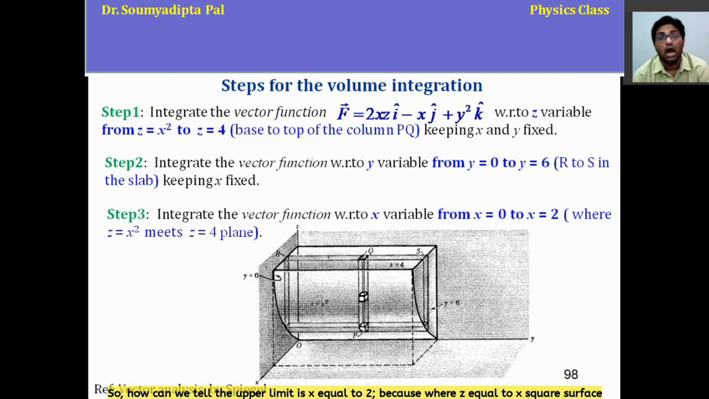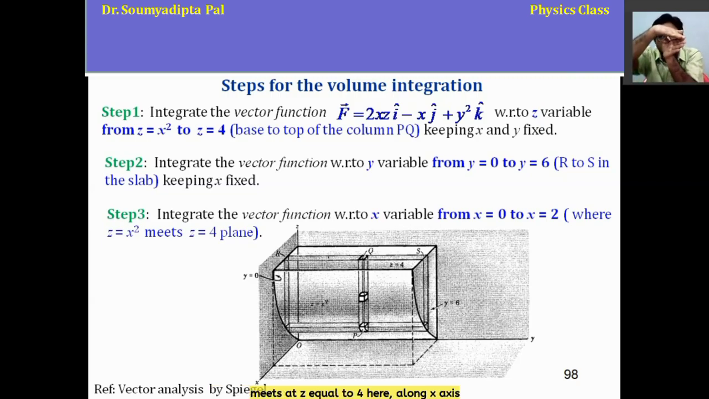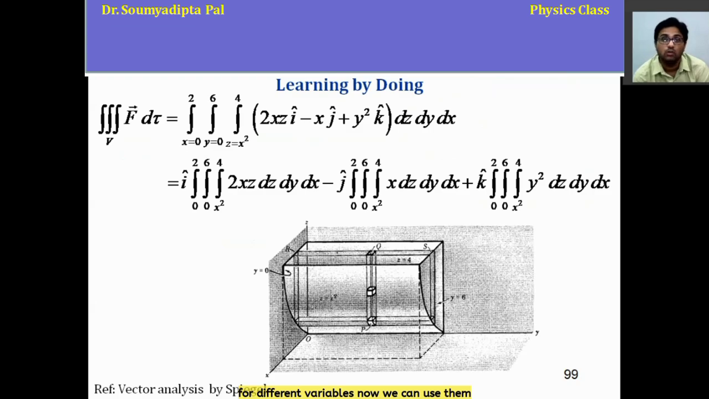So how can we tell the upper limit is x equal to 2? Because where the z equal to x square surface meets the z equal to 4 plane, that corresponds to the x equal to 2 point along the x axis. So this is the curved surface z equal to x square that meets z equal to 4 here along the x axis, and that point corresponds to x equal to 2. Okay. Now as we have all the limits for the different variables, we can use them for solving the integration.